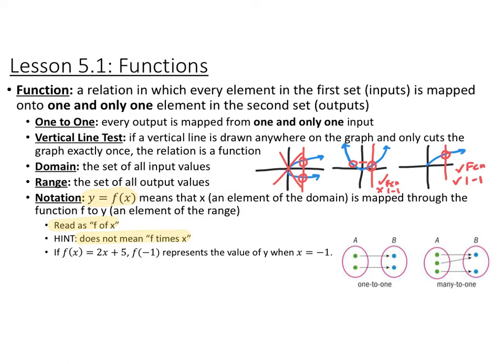Here are two little mapping diagrams that also just show a one-to-one function. Every element in your inputs goes only to one element in your outputs, versus a not one-to-one function, or a many-to-one function, where there are two different elements in your inputs that go to the same element in your outputs.